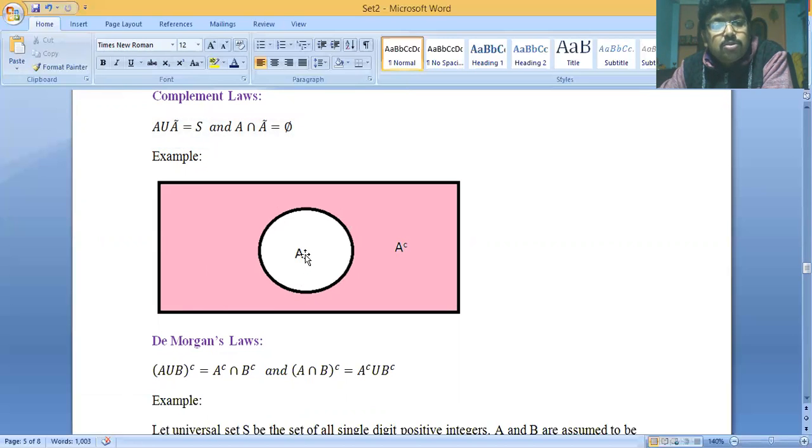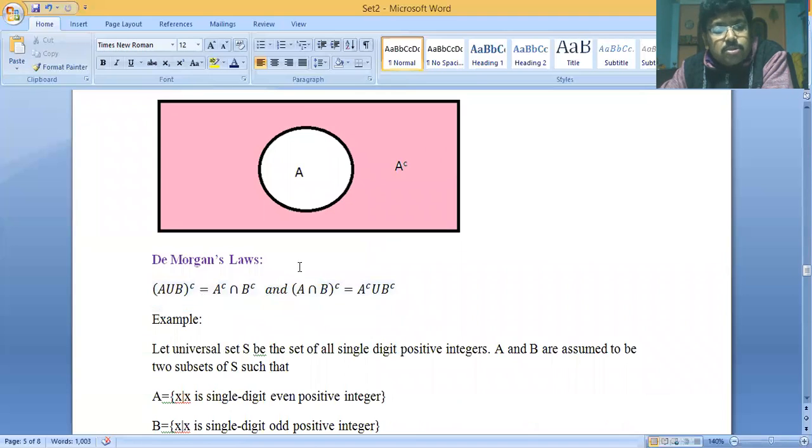So A union A complement, this is the whole set. So universal set. This is complement laws. And A intersection A complement: there is no element. This set and this set, if we like to find out the common element of these two sets, set A and the complement of A, there is no element.